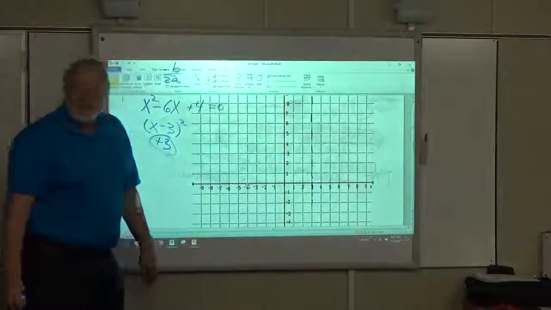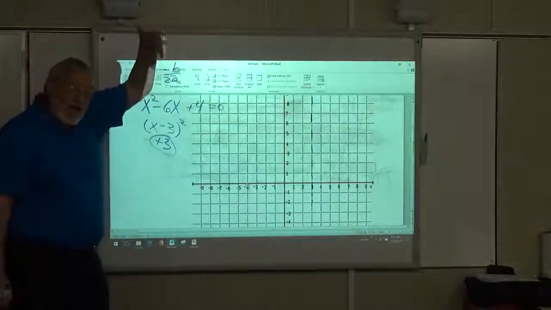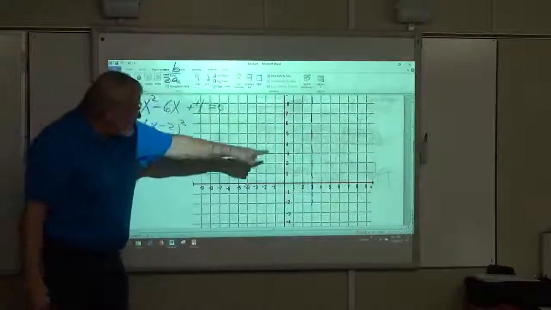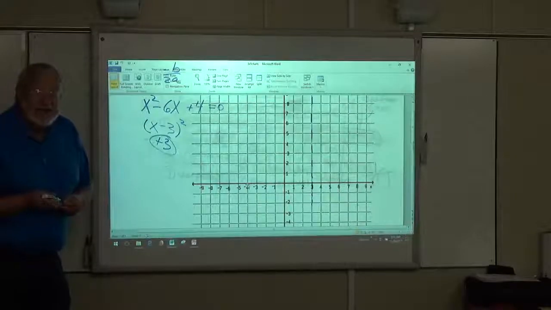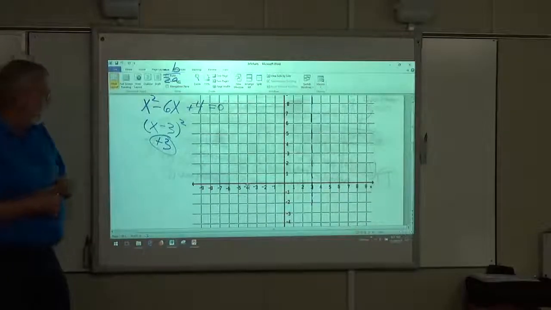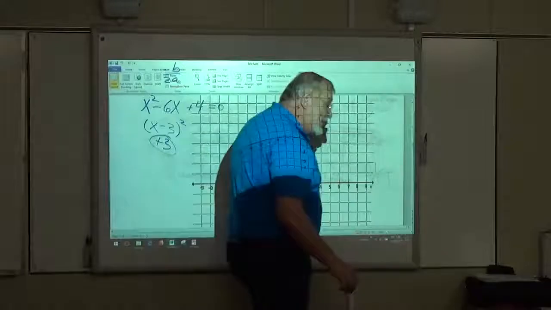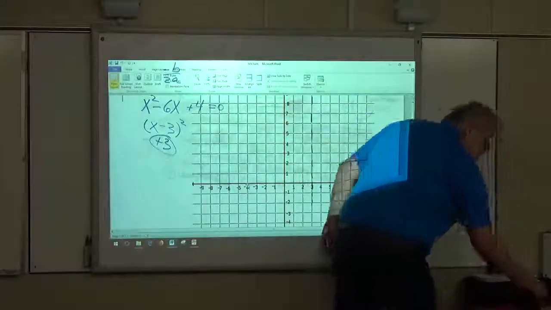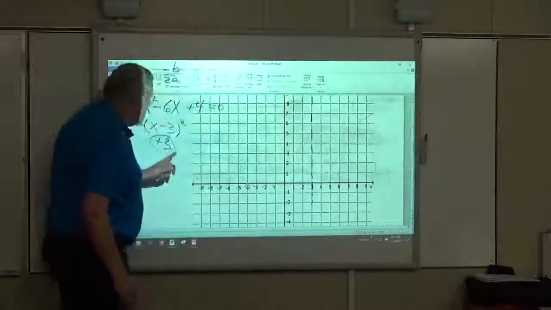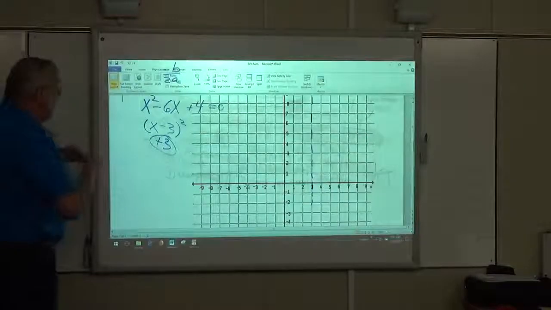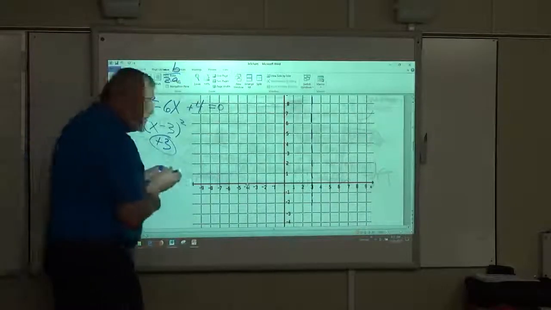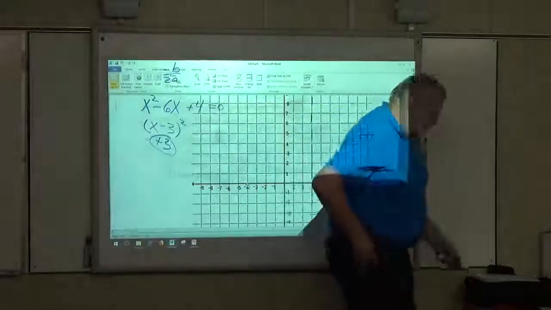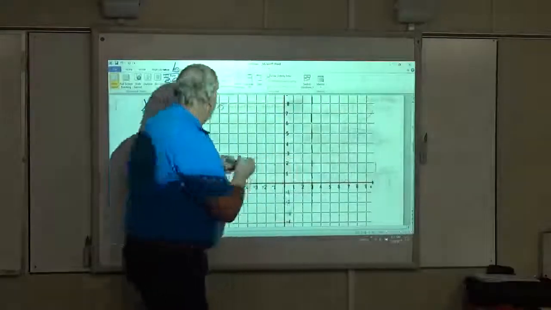That my axis of symmetry that goes through the vertex is that blue line. Now, where is the vertex? If you remember, after you get this, then what I want is, whoa, why is that not working? That one's dead. This is the one I'm using.